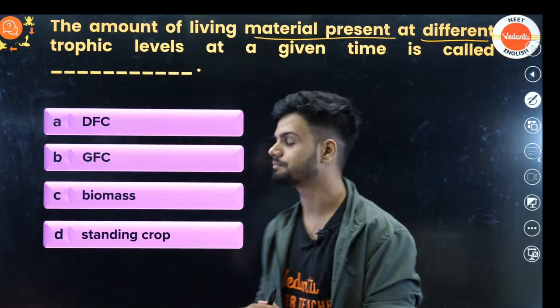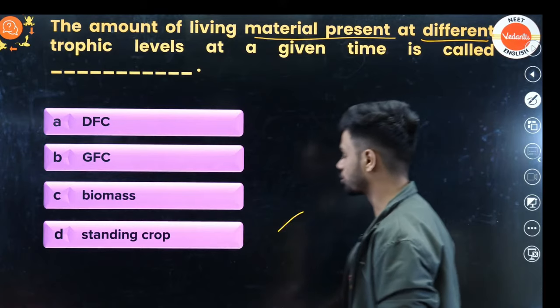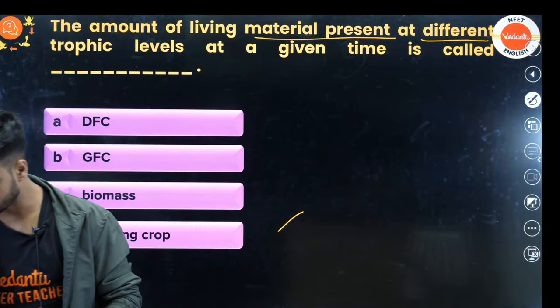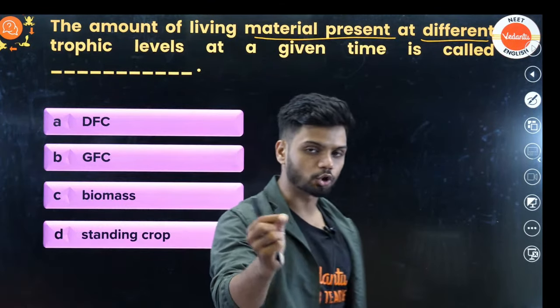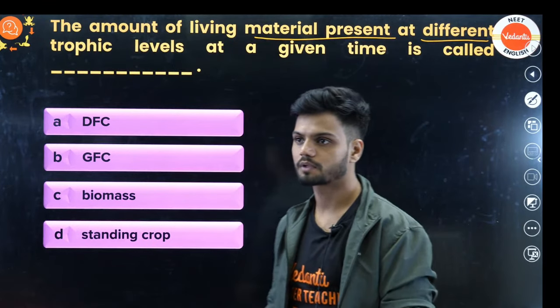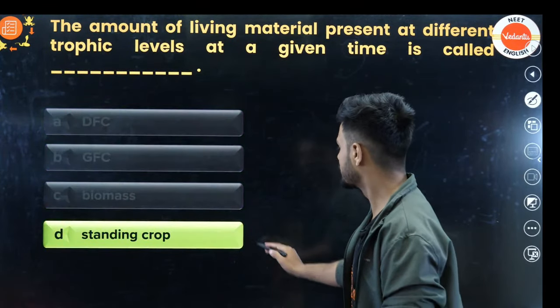Yes, amazing. Students, here the answer is standing crop. Standing crop is nothing but the amount of organic matter present at the particular trophic level at a given time. Okay? That is standing crop.